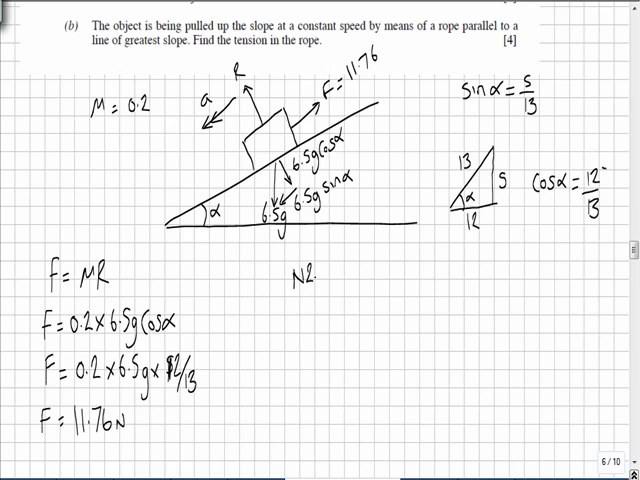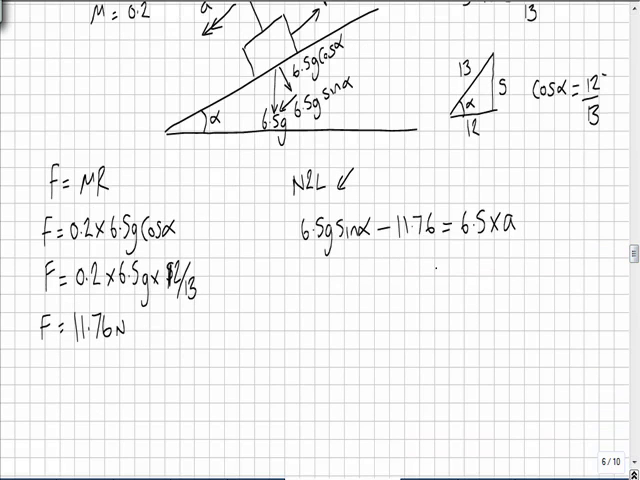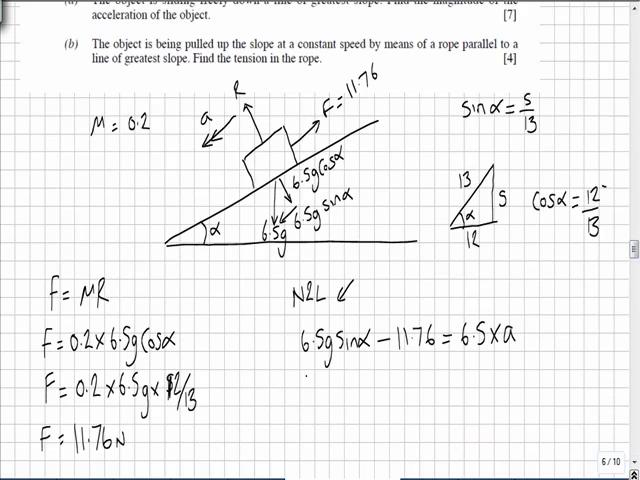The next thing to do would be to apply Newton's second law down the slope in the direction of the acceleration, and we can see that we have the component of the weight of the object pulling it down the slope minus the frictional force trying to hold it steady is equal to the mass of the object, 6.5, times its acceleration. The only thing missing here is the sin alpha, which we were given in the start of the question. So that's 6.5 g times 5/13 minus 11.76 is equal to 6.5 times the acceleration.